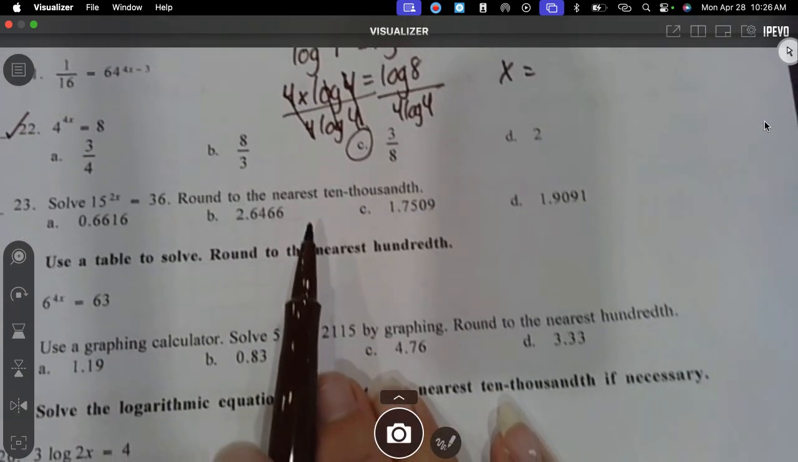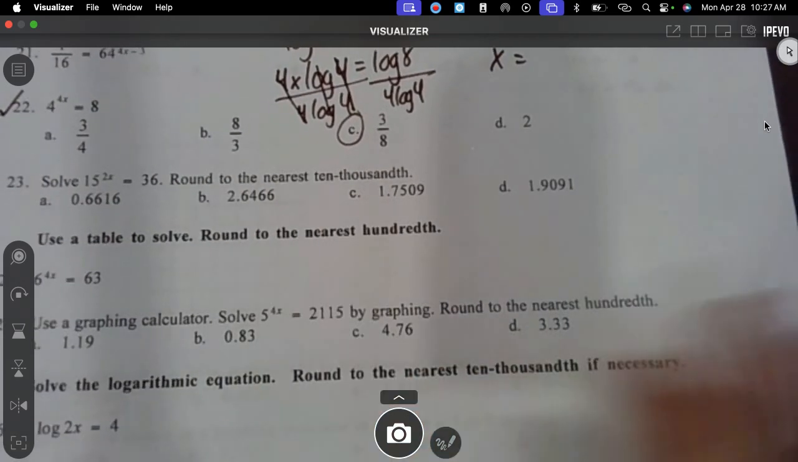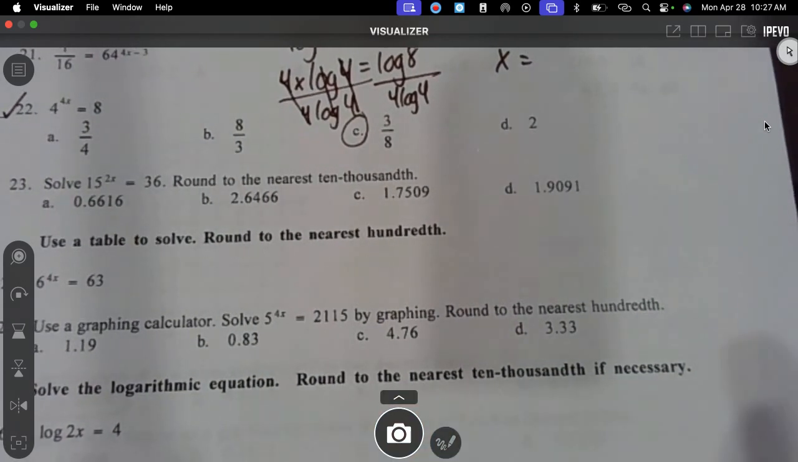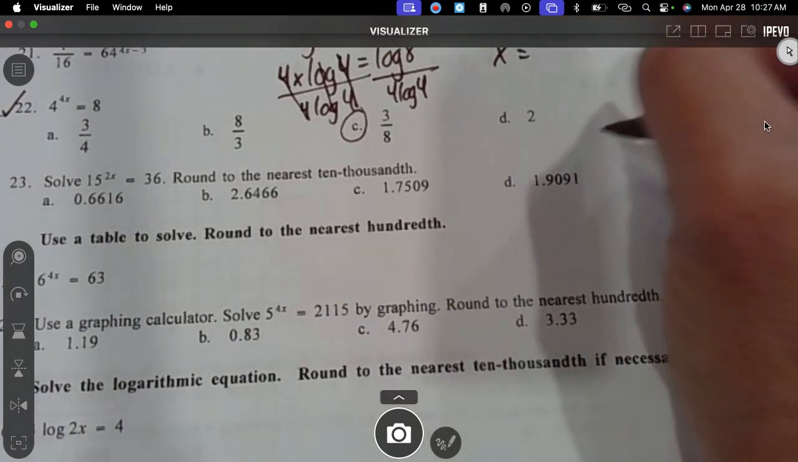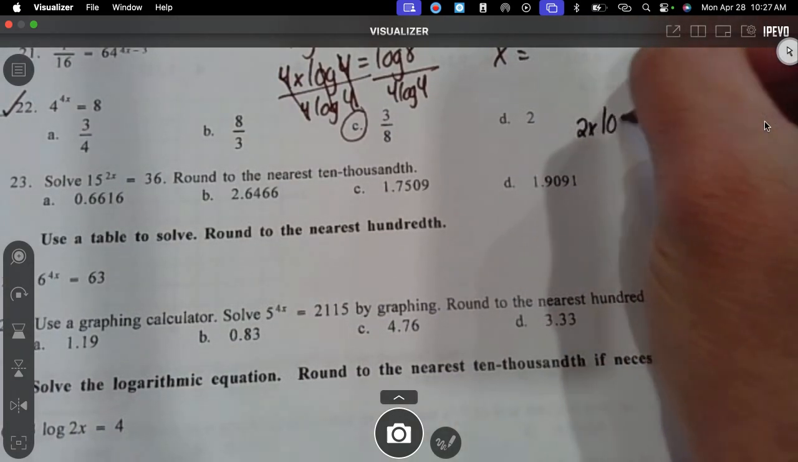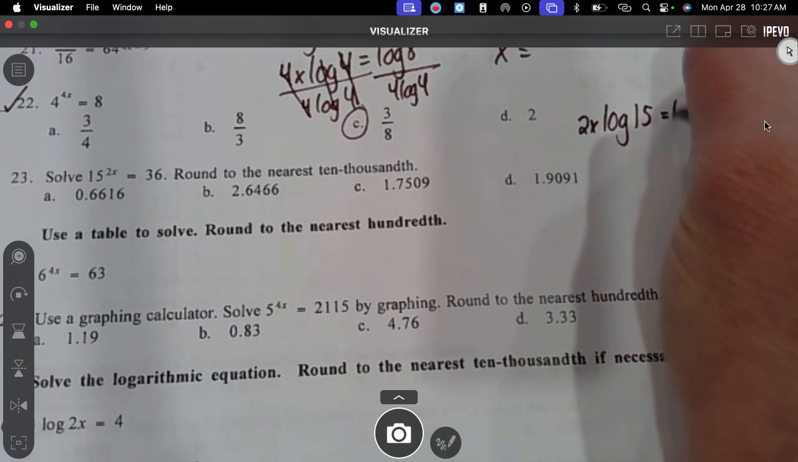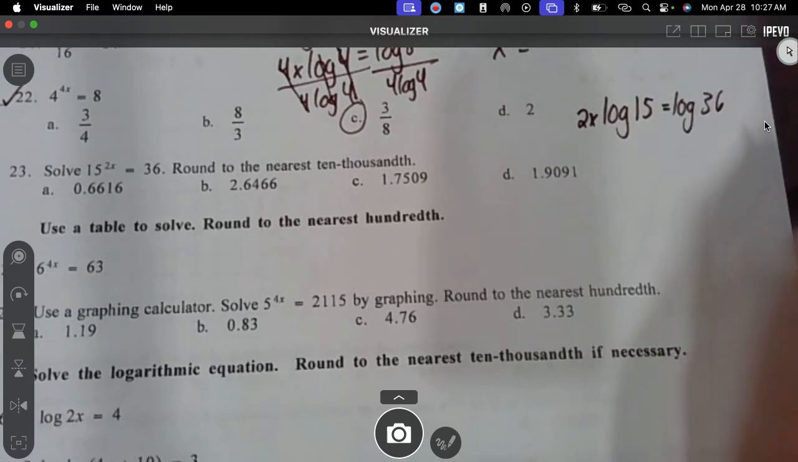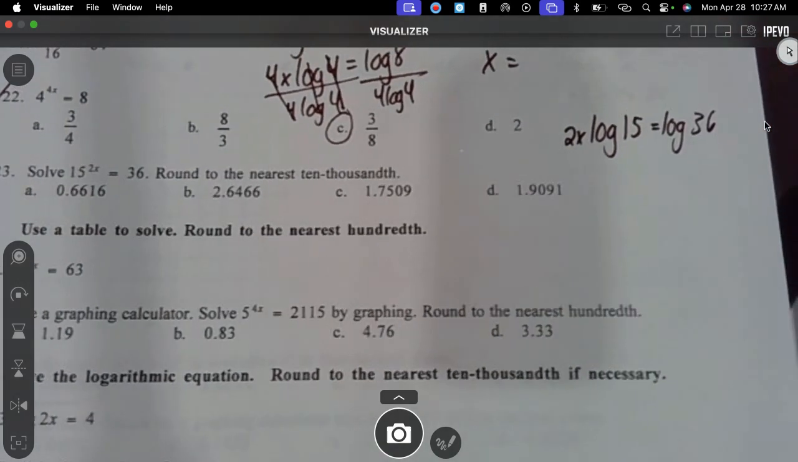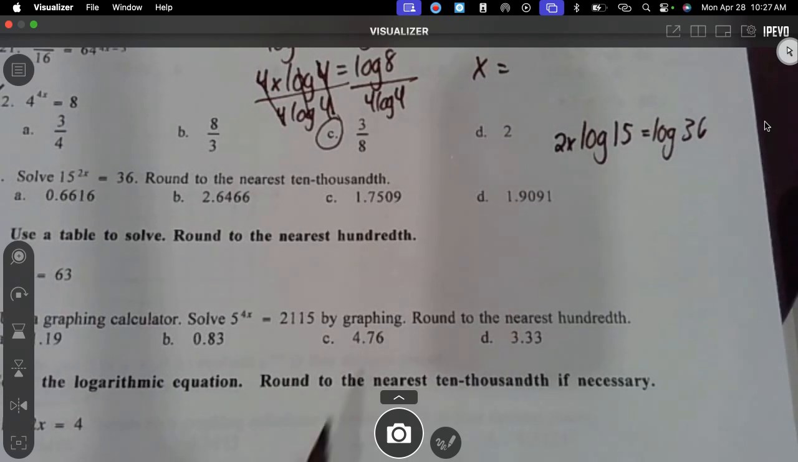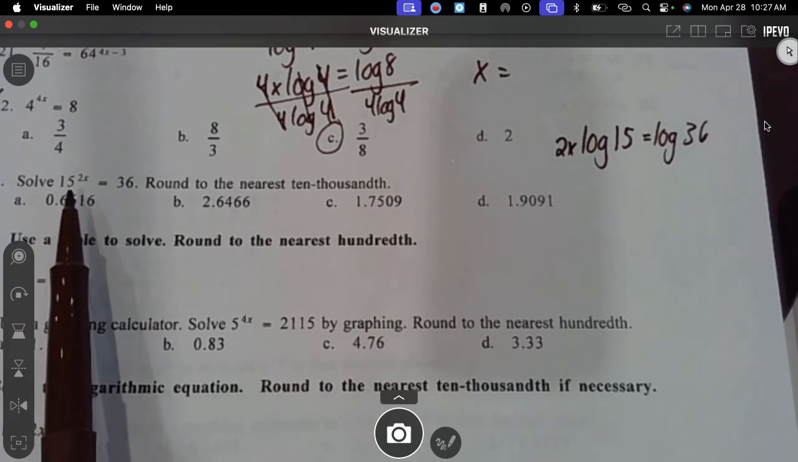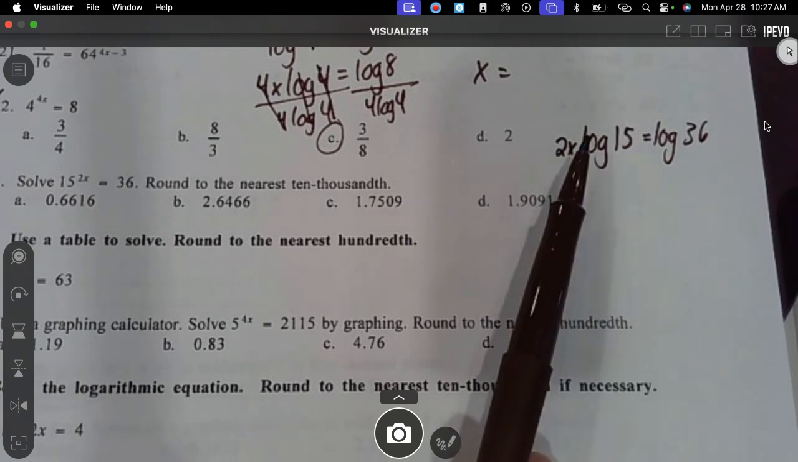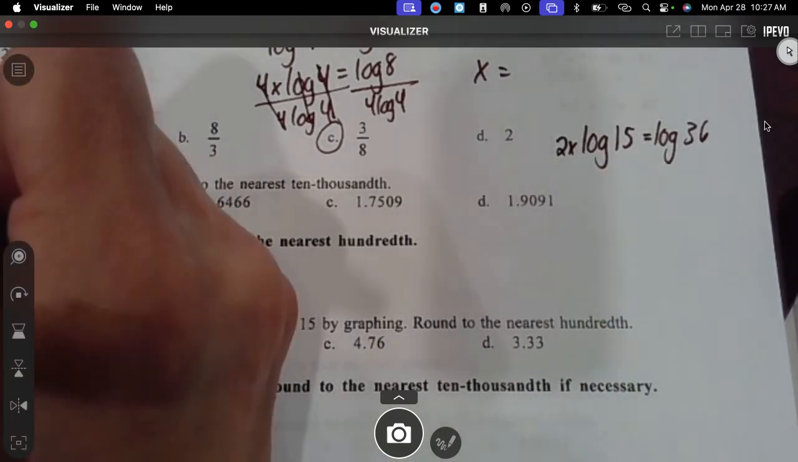23. Oh, yeah, 23 is on there. Is everybody ready for 23? What do you do to be able to put the 2x out front? Log. So it's going to be 2x log 15 equals log 36. Look at that and make sure that you understand where that came from. From 23 here to here, I put the log out front so I could bring my 2x down.